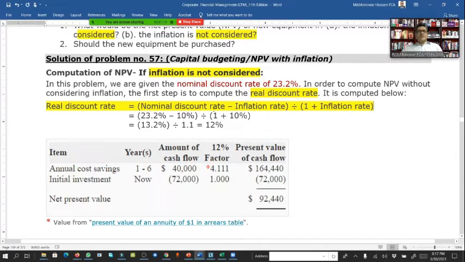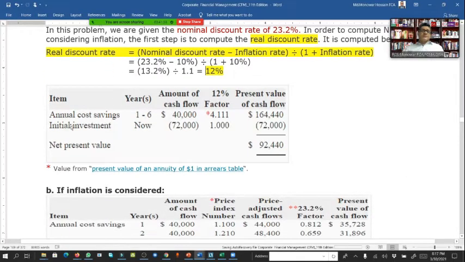So nominal discount rate 23.2 minus 10% inflation rate, divided by 1 plus 10% inflation rate, then we will get 12%. So a nominal discount rate of 23.2% gives a real discount rate of 12% as per the established formula. Look here, annual cash saving: from year 1 to 6, every year 40,000 cash saving is here.